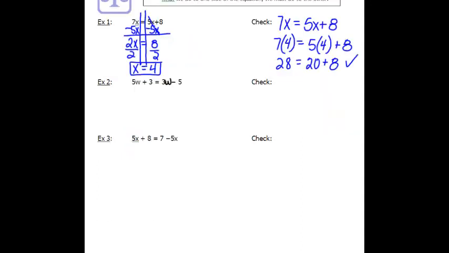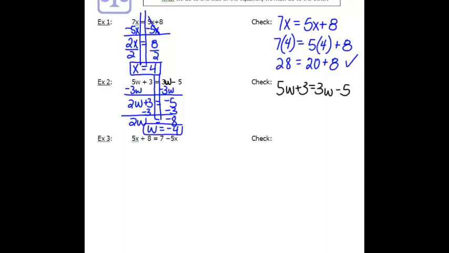Number 2. Again, I'm going to draw my Great Wall of China here, and it looks like it would be a good idea to move my 3w to the left because then I'll keep my coefficient positive. I get 2w plus 3 equals, again, by additive inverse and additive identity, I get -5. Then I'm going to subtract 3, and so I get 2w by additive inverse and additive identity equals -8, and w equals -4.